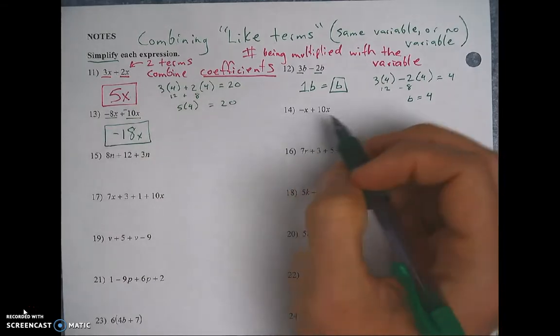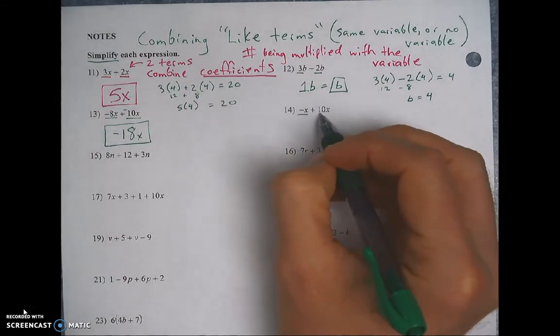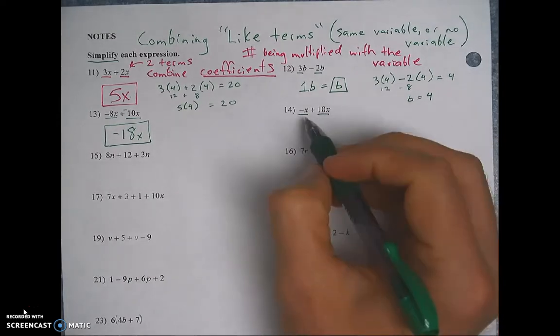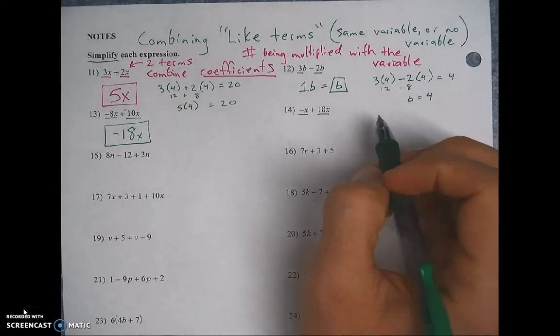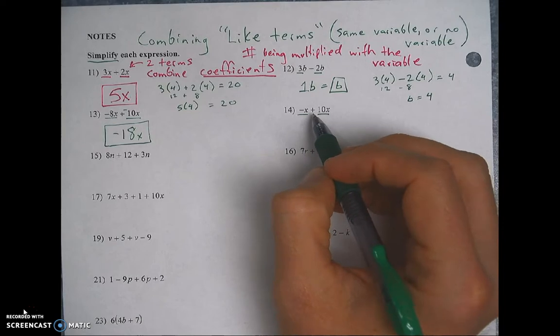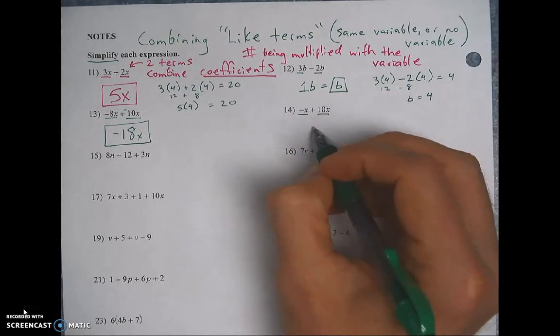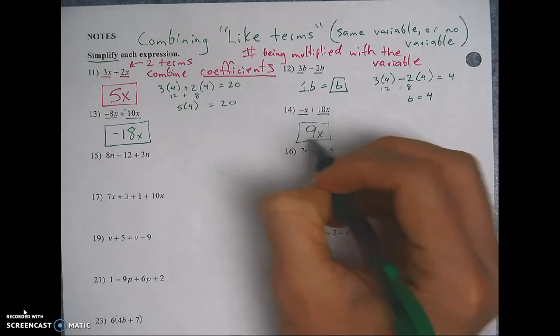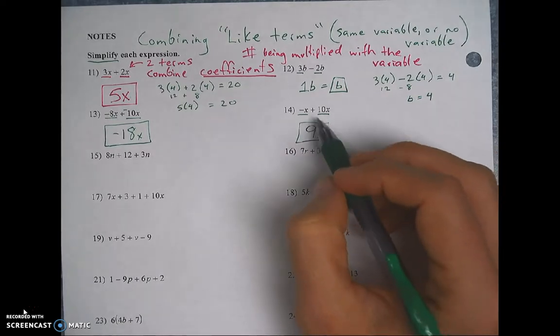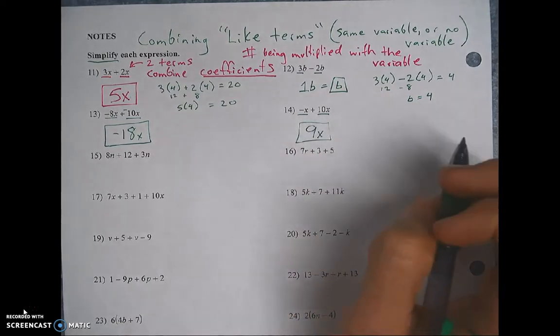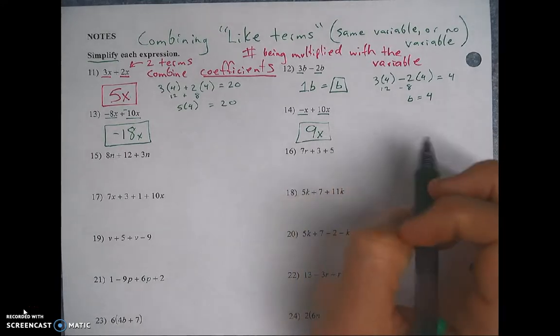Sliding over to 14. 2 terms. They are alike. They both have a variable of x. So I can combine these. Coefficients are 10, and this is negative 1. Okay, so there's really a 1 there. This is a negative 1. So when I put this together, negative 1 and 10, that gives me a total of 9. And again, I could plug any number I want into this, and they're going to give me the same answer. So this is just a simpler version.